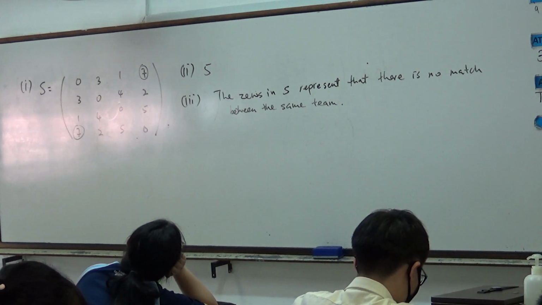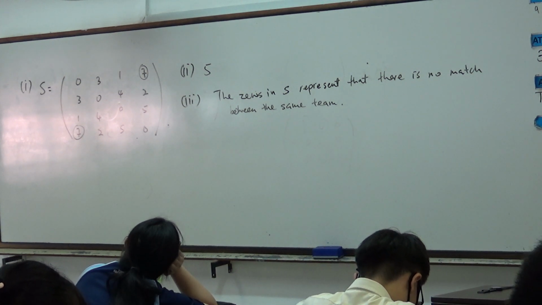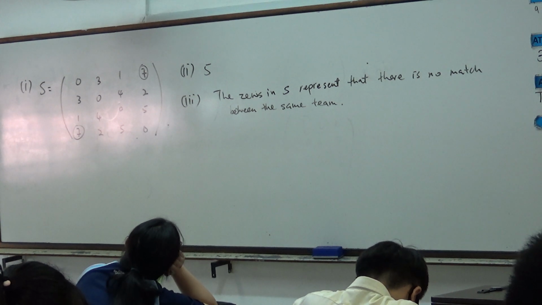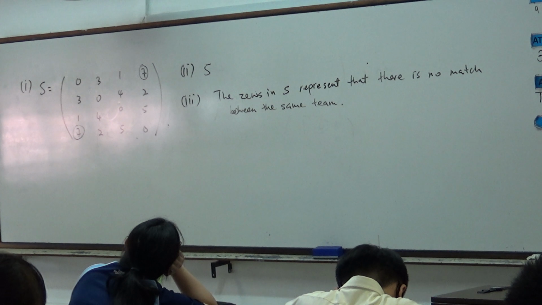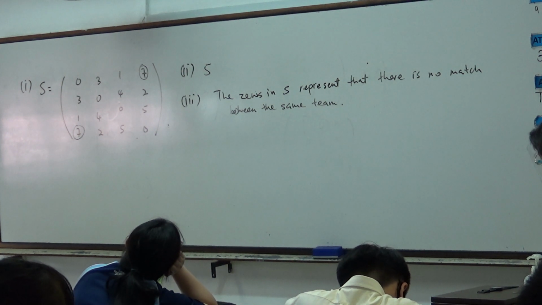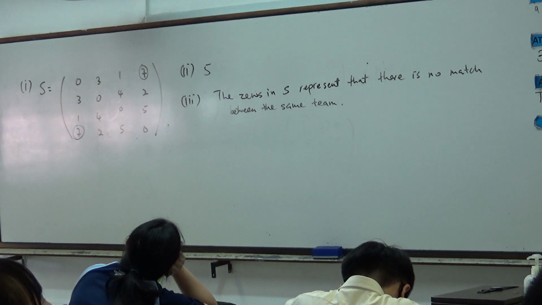The zeros in S represent that there is no match between the same team. Everybody okay? It's not no scores scored. This one is no match. Everybody clear? Okay. Now next part.